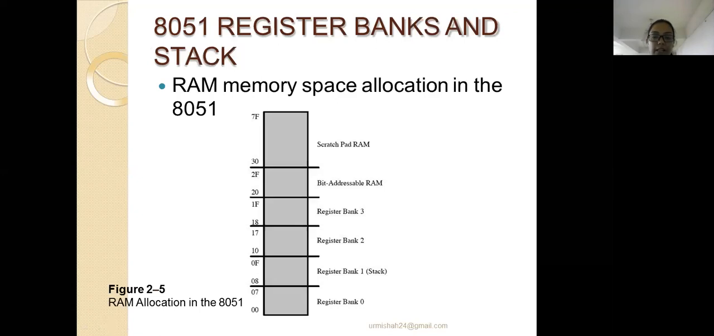This is the RAM space allocation in 8051. From 00 to 07, it is allocated to register bank 0. From 08 to 0F, register bank 1. From 10 to 17, register bank 2. From 18 to 1F, register bank 3. From 20 to 2F, it is allocated to bit-addressable RAM space. And from 30H to 7FH, these addresses are available as scratchpad RAM.